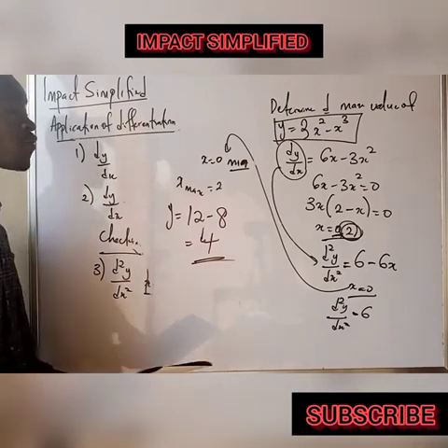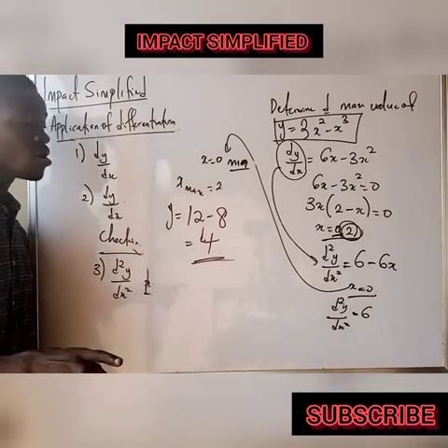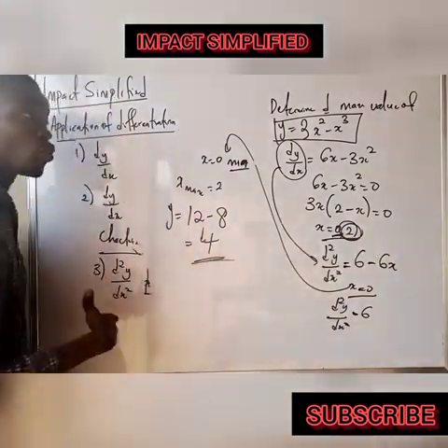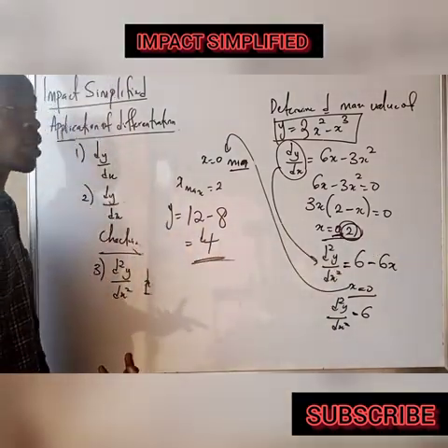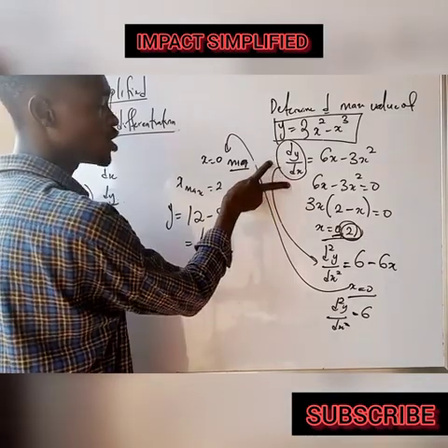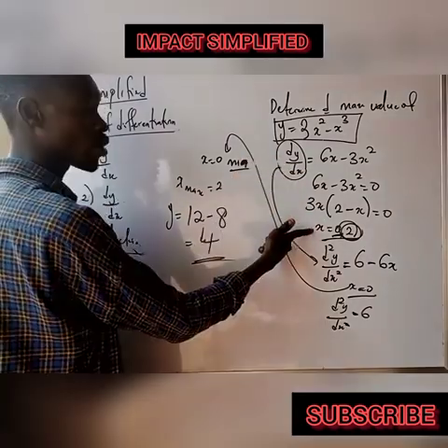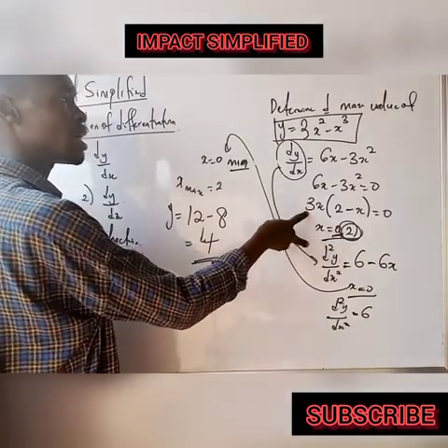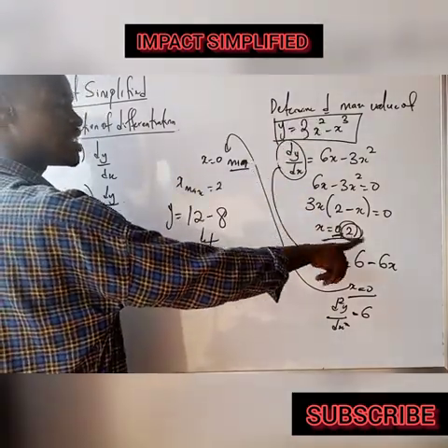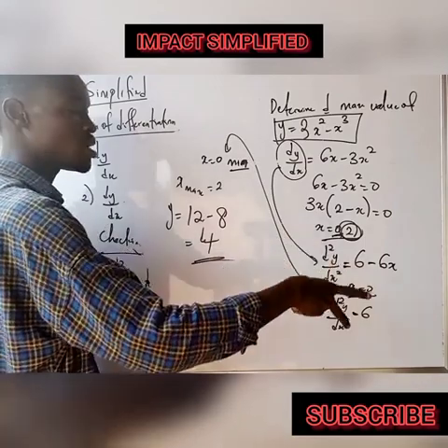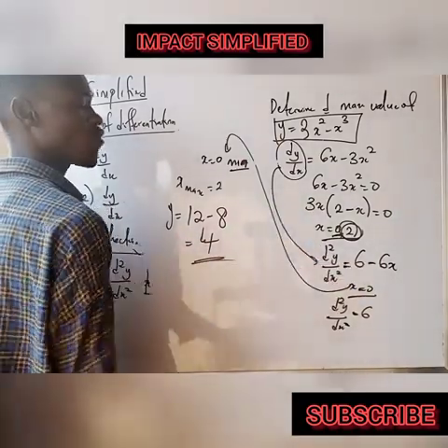Because when you are solving for JAMB, you need to be careful, because 0, 2, and 4 will be in the options. Let me re-explain. You differentiate. After differentiating, equate it to 0. Your x is equal to 0, 2. And this cannot be the answer just because it is a mixture of maximum and minimum. So you need to check, differentiate again.